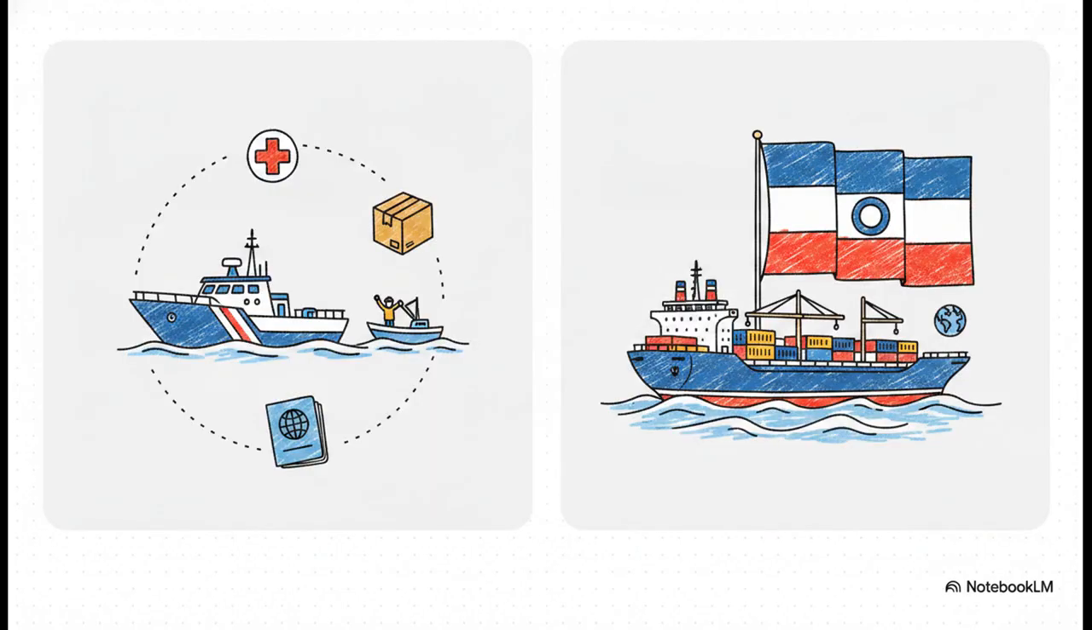Similarly, we have to distinguish between mere jurisdiction and having no rights at all. In the contiguous zone, the coastal state has mere jurisdiction, a police power strictly limited to enforcing those 4 categories we talked about: customs, fiscal, immigration, and sanitary laws. Compare that to the high seas, where the coastal state has absolutely no rights over foreign vessels whatsoever, because they are governed entirely by flag state jurisdiction.